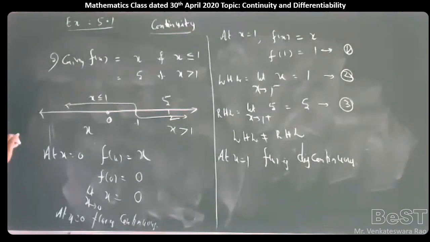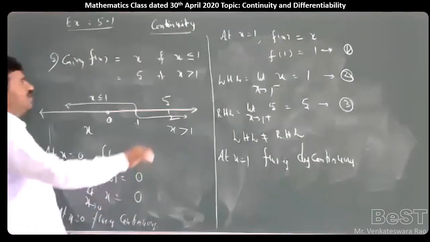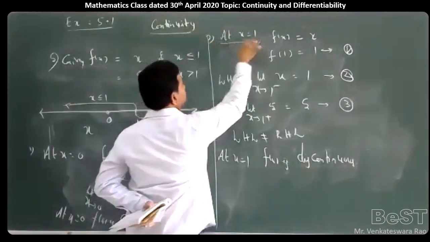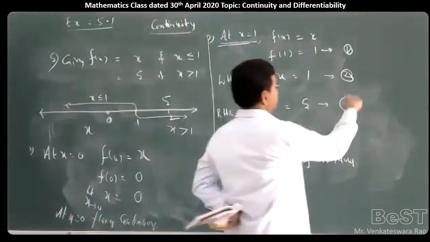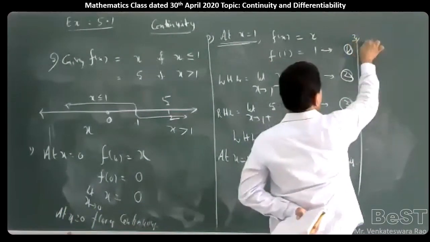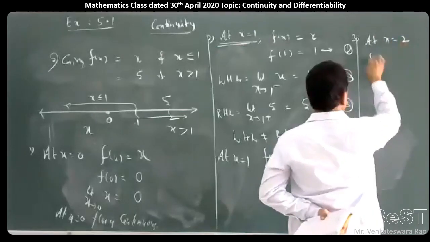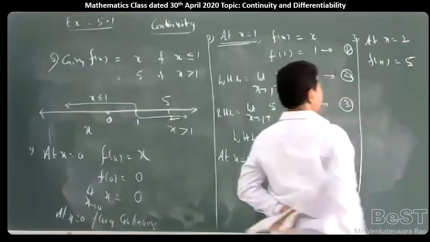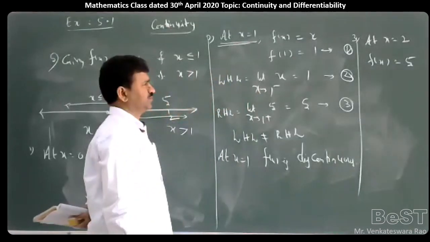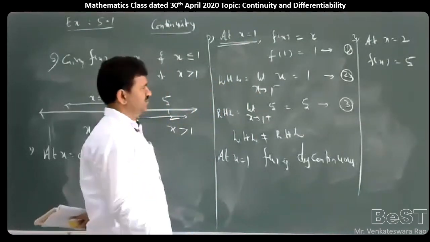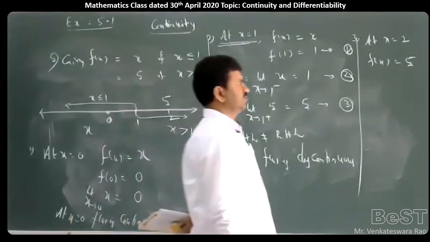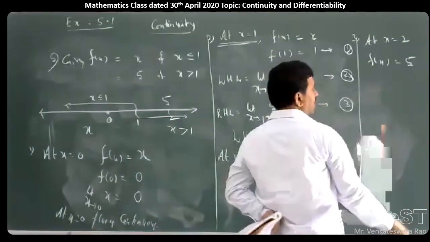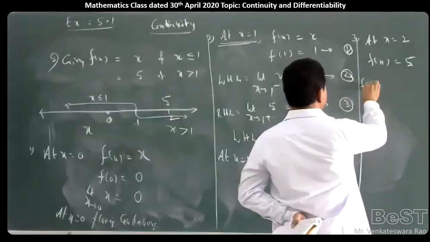Third point, at x is equal to 2. This is the first one completed. Second one is at x is equal to 1. Third one, at x is equal to 2, f of x is equal to 5, a constant function. So it is continuous at x is equal to 2, because any constant function is continuous on R.